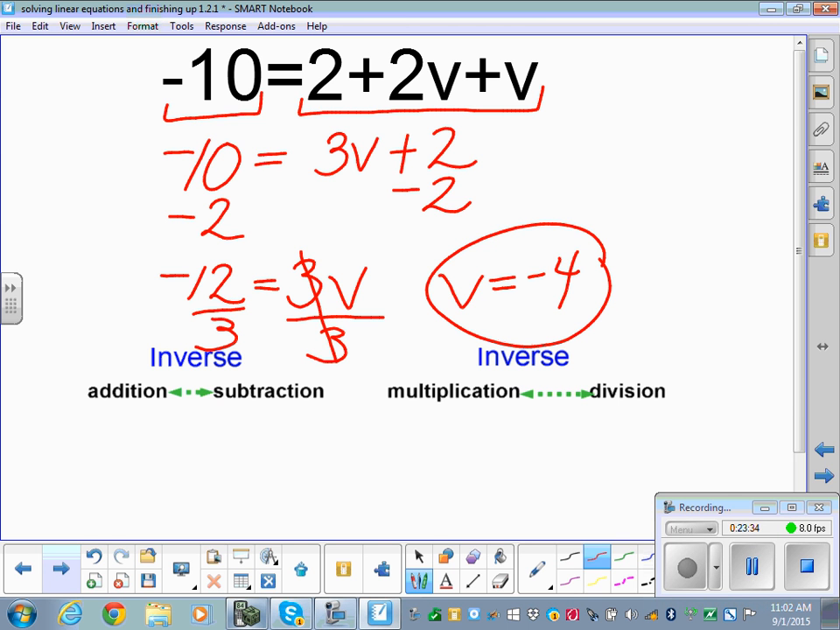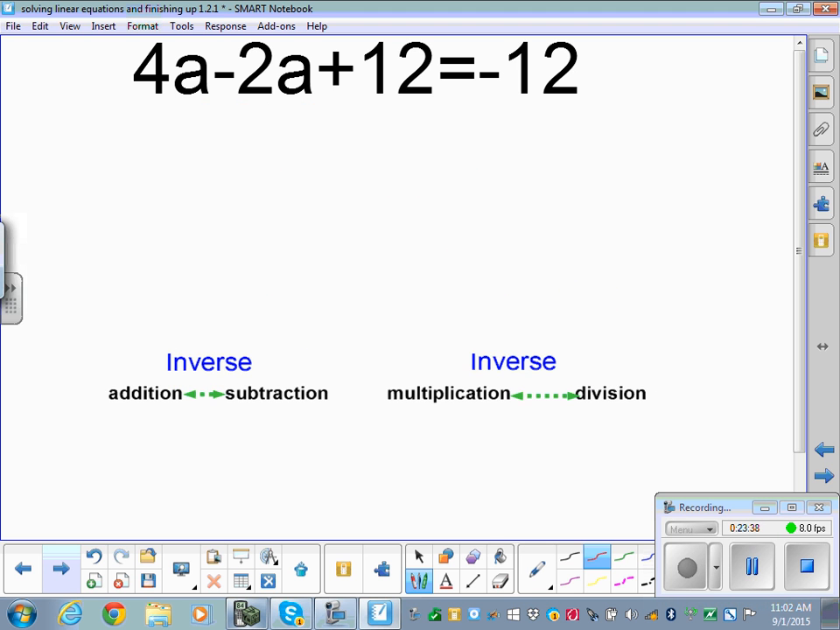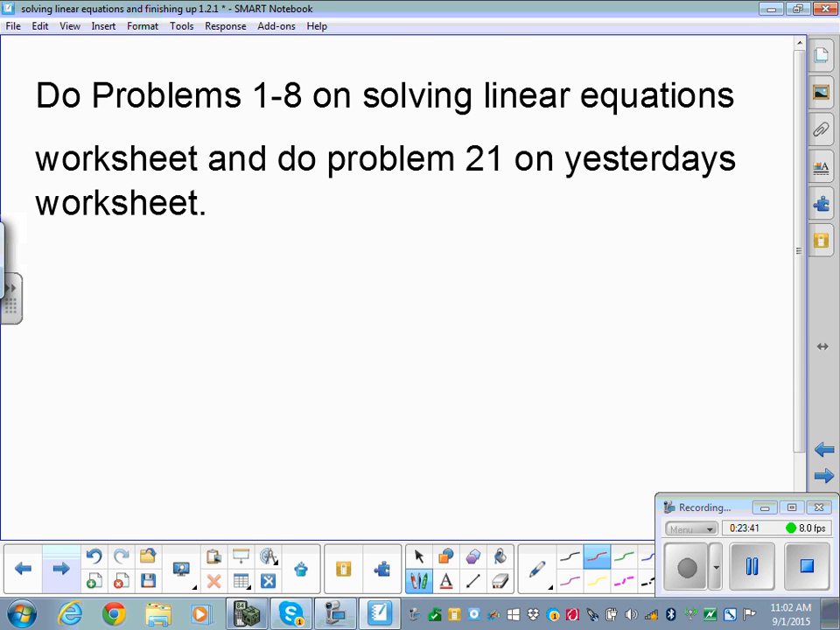Questions? Okay, I'm going to let you practice these problems, 1 through 8 on this front page. If you finish that, then you have yesterday's worksheet, the back, number 21 on yesterday's. Okay, ready, set, go. Start practicing these.